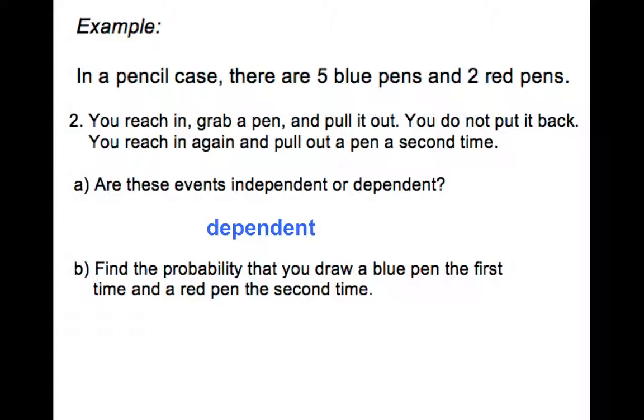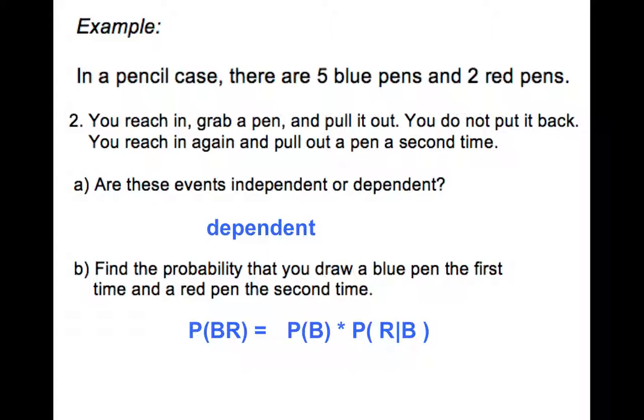So again, it's probability blue, then red. This time we're going to use the dependent formula, which is probability of blue times probability of red, given that B has occurred. This time the probability of getting a blue is still the same, 5 out of 7 total. And the probability of getting a red has changed now. There's still 2 red pens in there, but there's not 7 pens remaining in there. There's only 6 pens remaining in there.